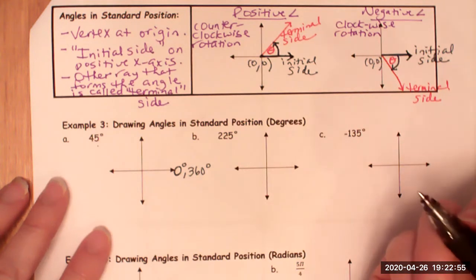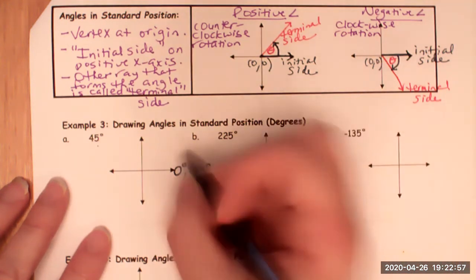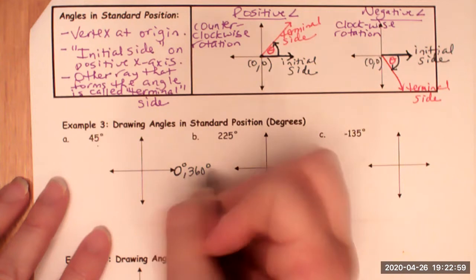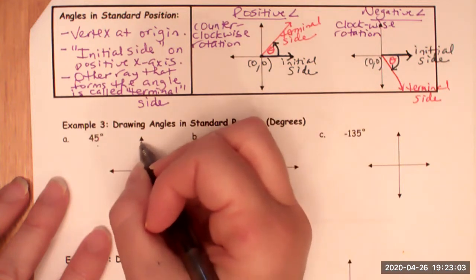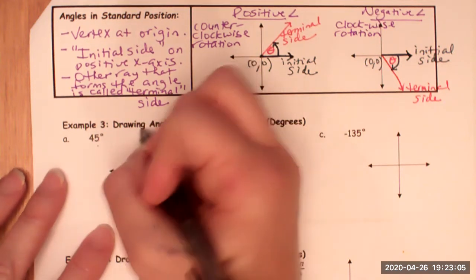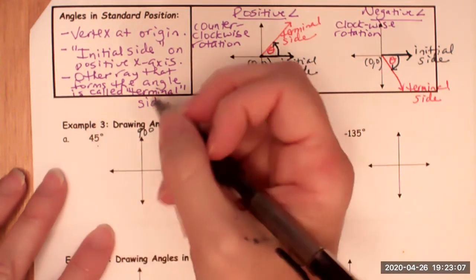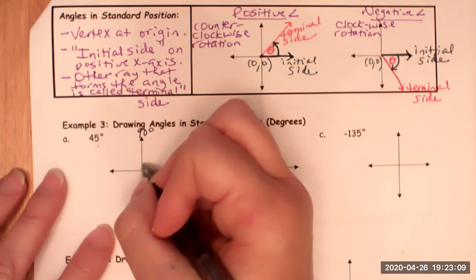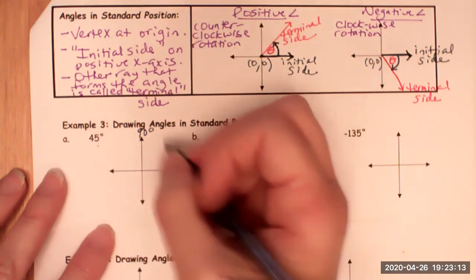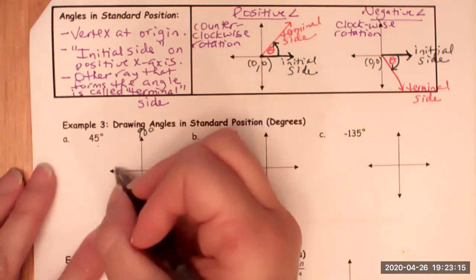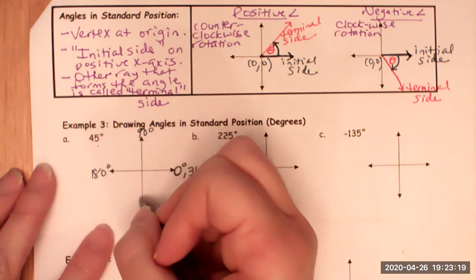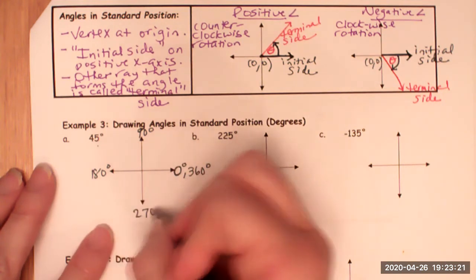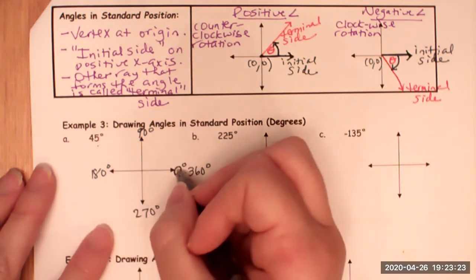So 0, 360. Now if I'm rotating in the positive direction, counterclockwise, at this point I would get to 90 degrees, because I know that I've got a right angle here. I'm not going to draw that in, but we know that's a right angle. If I continue halfway around the circle, I'm at 180 degrees. Continuing another 90, I'm at 270, and finally completely around, I'm at 360.